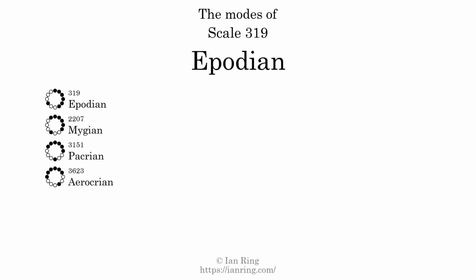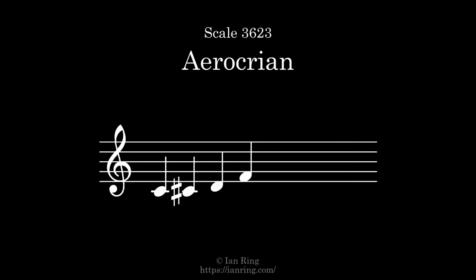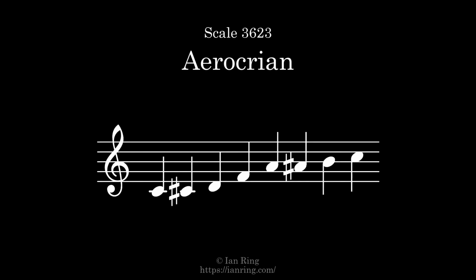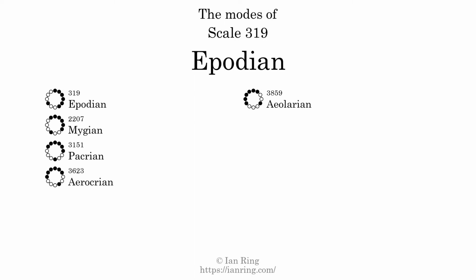The fourth mode is scale 3623, also known as Orocrian. It sounds like this. The fifth mode is scale 3859, also known as Eulerian. It sounds like this.